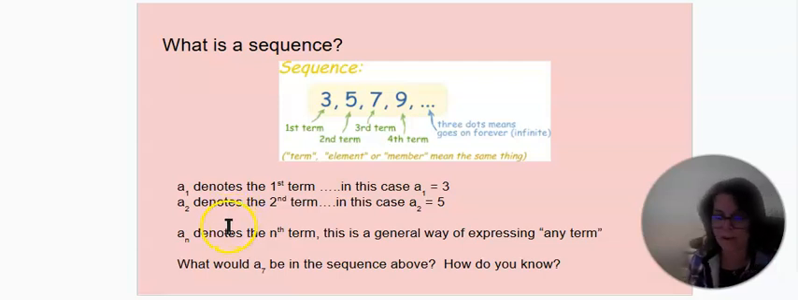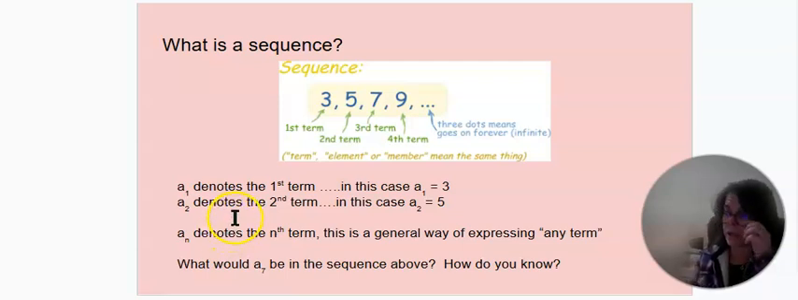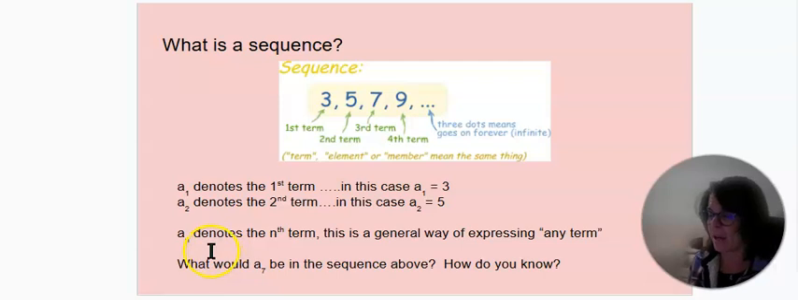The general way of expressing that, any term where we don't maybe know the term number, or we just want to generalize what we're talking about, would be A sub n. That means the nth term. We could be talking about any number. If we were talking about a specific one, we'd replace the n with that number. N represents a term number.